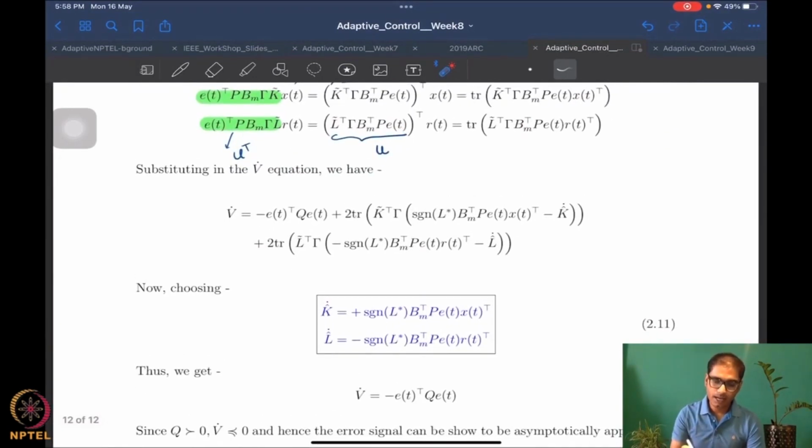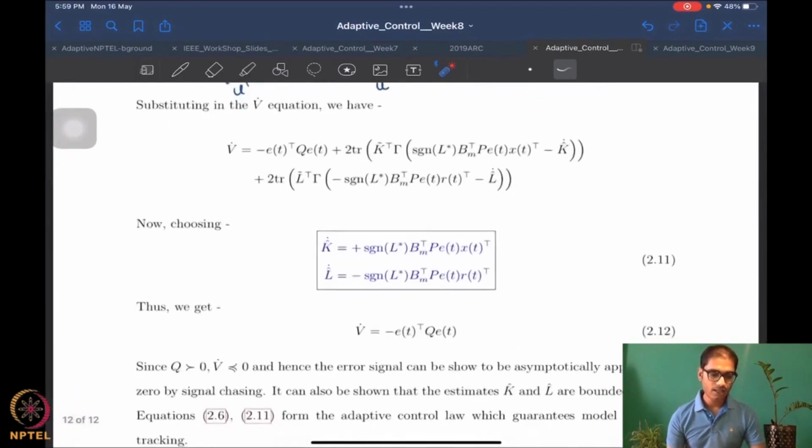Yeah, because now I can use my K hat dot to cancel this term. Similarly, L hat dot to cancel this term, which is exactly these equations. This brings about, of course, the signum of L star, which is what we've already discussed: we do need to know the sign of L star. We need to know whether it's positive definite or negative definite. This requirement is exactly identical to knowing the sign of B in the scalar case. So this is something we cannot avoid.